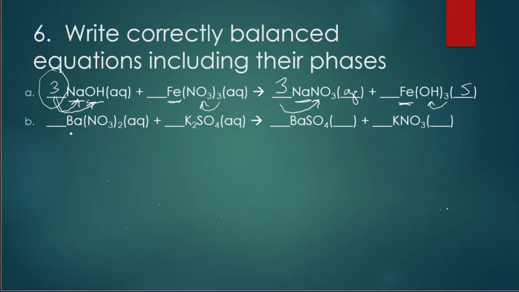CJ, how many Bas? 1. How many NO3s? Uh-oh. What do you do? Okay, you know that's going to mess up your Ks, right? How many Ks? Oh, actually it fixes the Ks. How many SO4s? I think you did it. Good job. All right, Yasmin with a Y. Look up BaSO4.